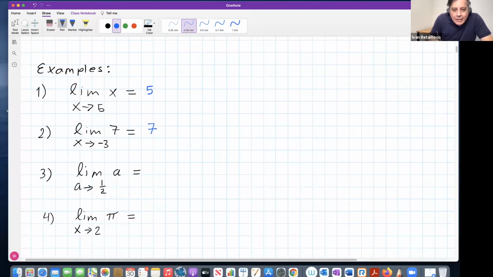But now, can anyone tell me what the answer should be for number 3? The limit of the function a as a approaches 1/2. You can write it on the chat, or you can say it verbally if you figure this out. Someone wrote it on the chat. I see you guys, you're sharp.